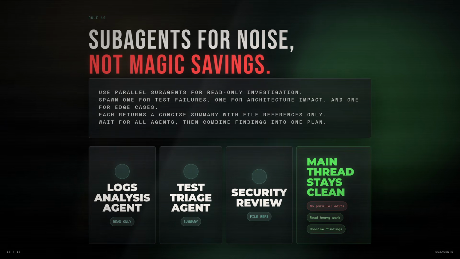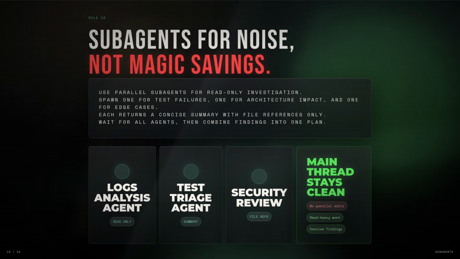Sub-agents are powerful, but they are not a magic save-tokens button. In fact, sub-agents can use more total tokens because each agent does its own model and tool work. So why use them? Because they keep the main thread clean. Use them when the work is read-heavy, for log analysis, test triage, security review, large codebase exploration, and even comparing approaches.